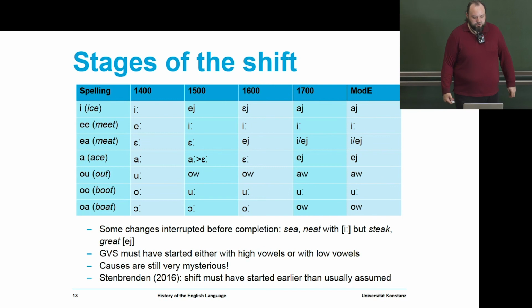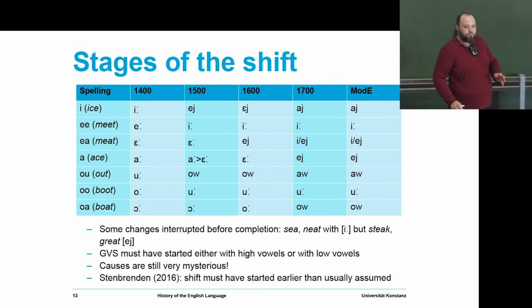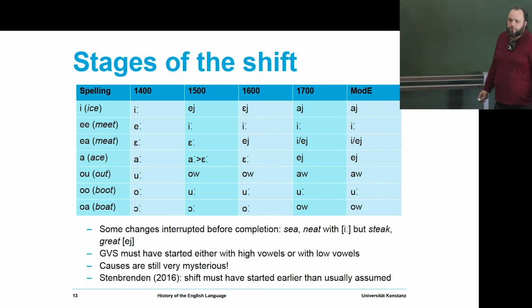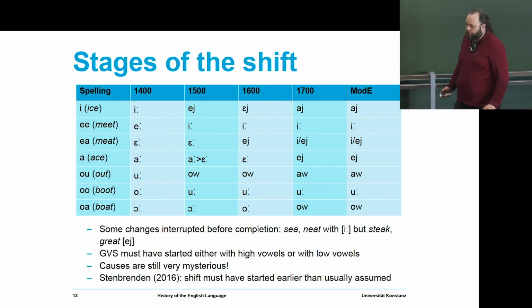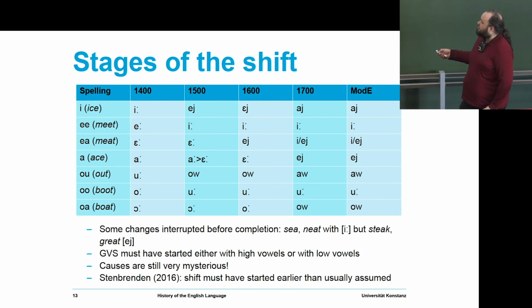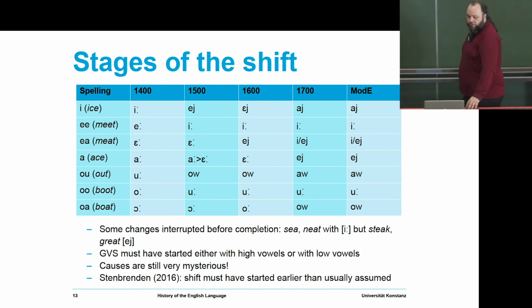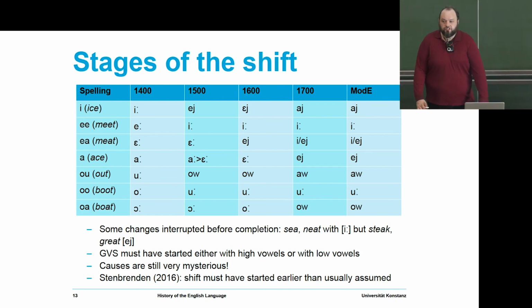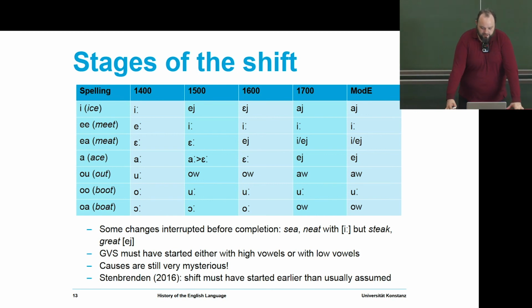And here is a little bit more detail on the time scales and on different stages of the shift. This, like a lot of the other stuff we've discussed on the course, is still something that people are actively researching and trying to find out more about. So recent work by Stenbrenden, for instance, has argued that the Great Vowel Shift, which traditionally is thought to begin in about 1400, must actually have started much earlier, in the early part of the early Middle English period, maybe as early as 1100 or 1200, and that changes our understanding of the phenomenon a bit.